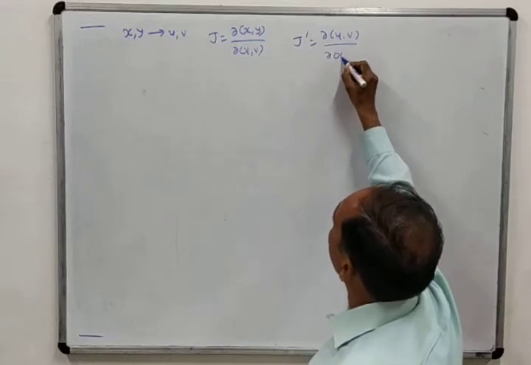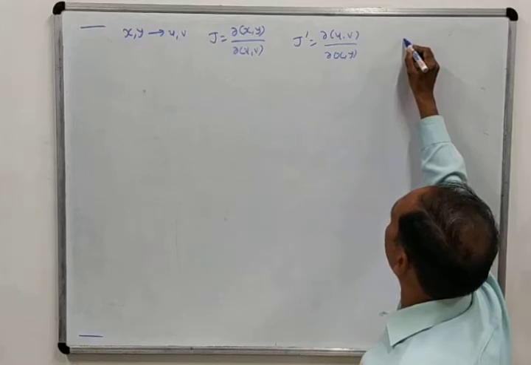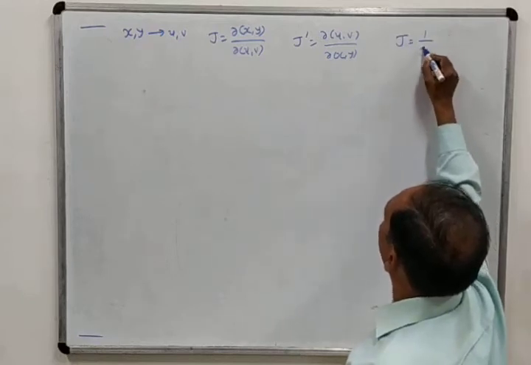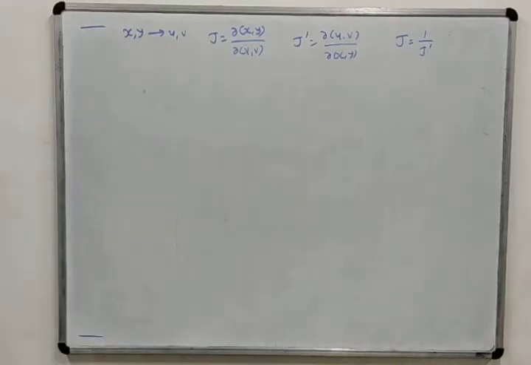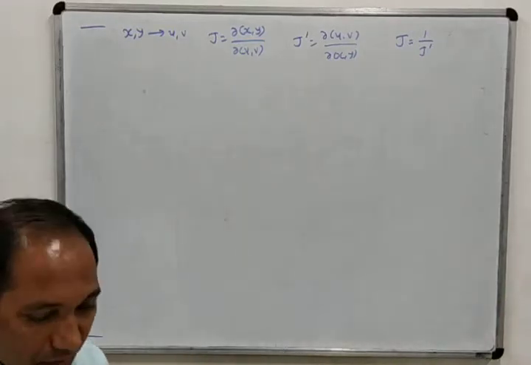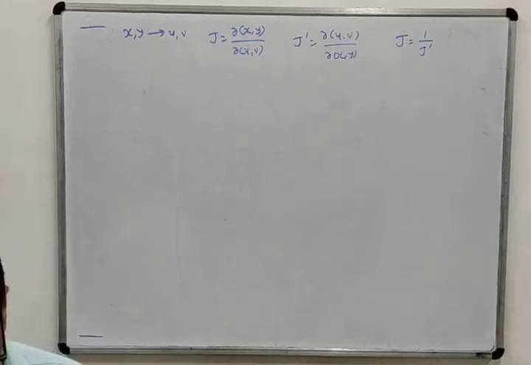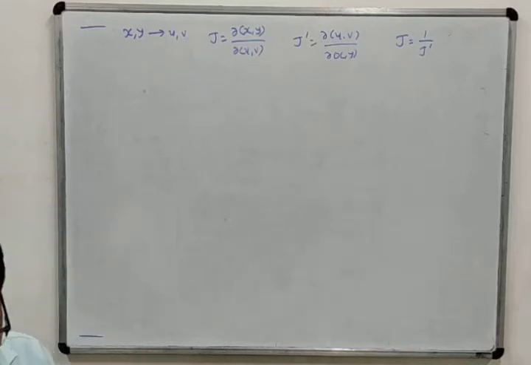So you can find either of these two, but we require J, and if you want to find J, then use J equal to 1 upon J dash. That we have seen, and also we have seen some examples. Now let us see more examples based on this.